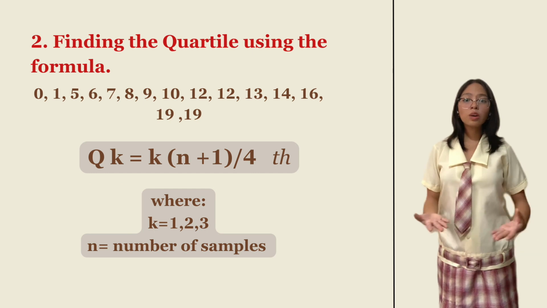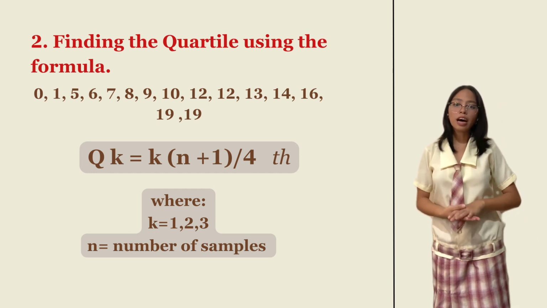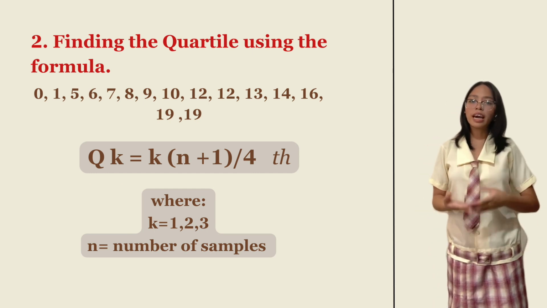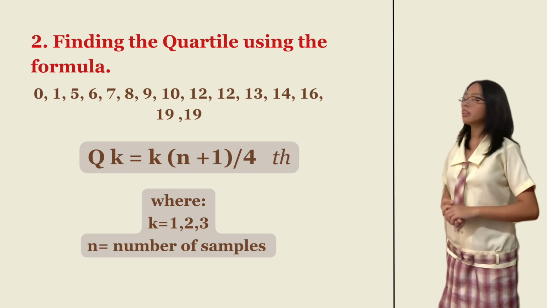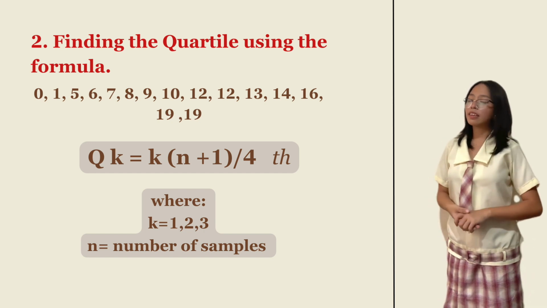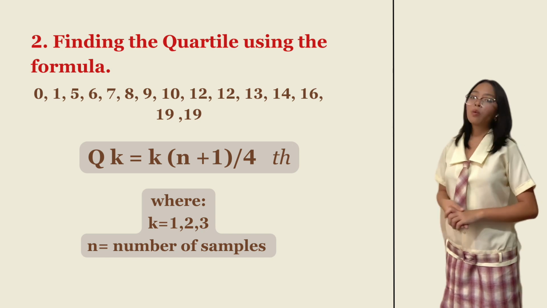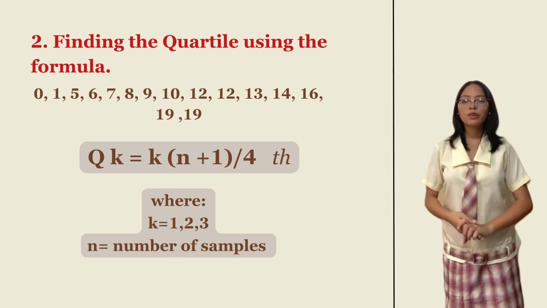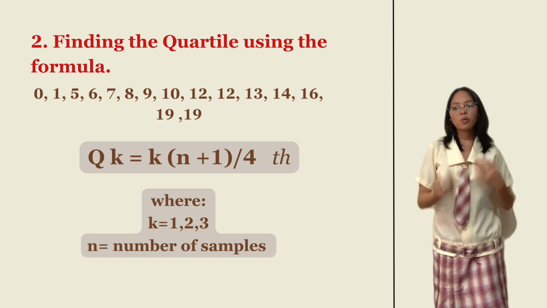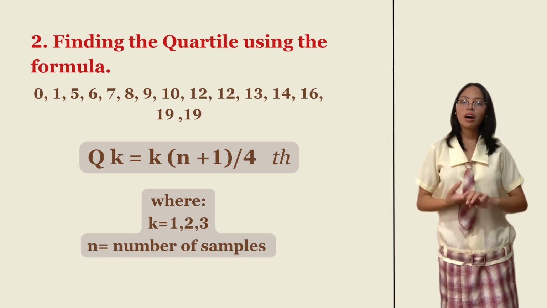Now, in finding quartile, we need to use the formula QK is equal to K times the quantity n plus 1 divided by 4, where K is equal to 1, 2, 3, where 1 is for quartile 1, 2 for quartile 2, and 3 is for quartile 3, and n is the number of scores.